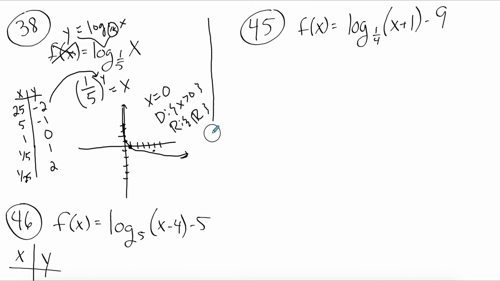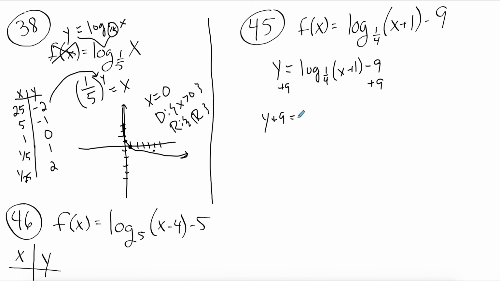So 45 is a little bit harder because we have all the extra stuff here. Okay, so y equals log base 1/4 of (x plus 1), minus 9. So remember, before we can switch this around, we got to get this log by itself. So we got to move this 9. All right, so y plus 9 on the left, log base 1/4 of (x plus 1) on the right. Now we can check mark, and we take all this stuff here. Okay, we're check marking from the 1/4, that's our base.